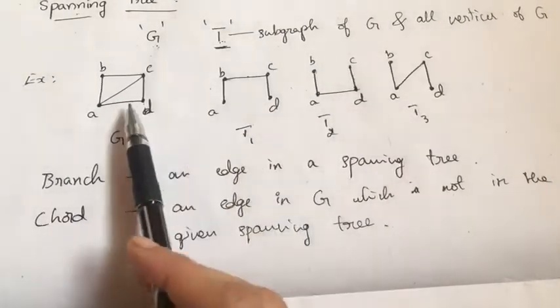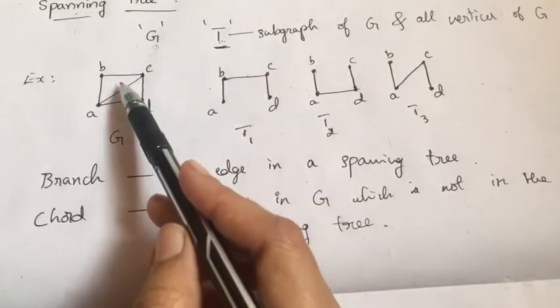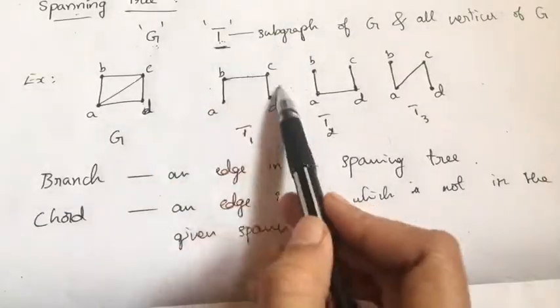For the same example, if I consider T1, these two edges are the chords, and these are the branches.